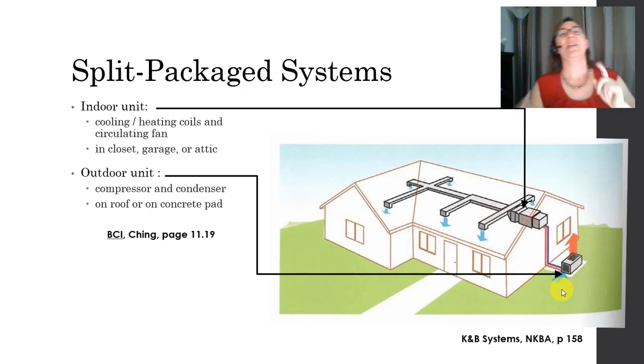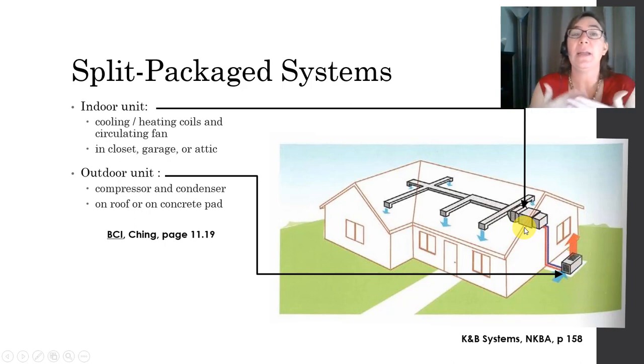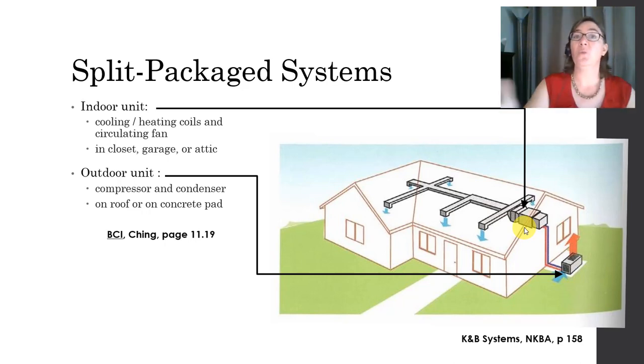Then we have the indoor unit right here. The cooling or heating coils end up here along with a circulating fan to blow air over those coils and cool or heat the air. The indoor unit is typically located in the garage or a closet or sometimes in the attic, as shown in this example. From the air handling unit, the cooled air is then delivered to the individual rooms through this ductwork. We can see right here, and into the room.